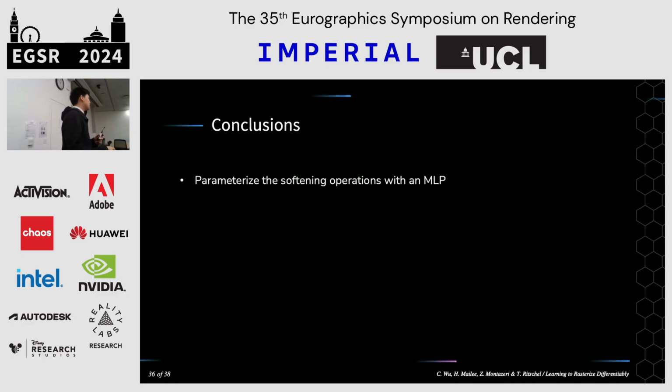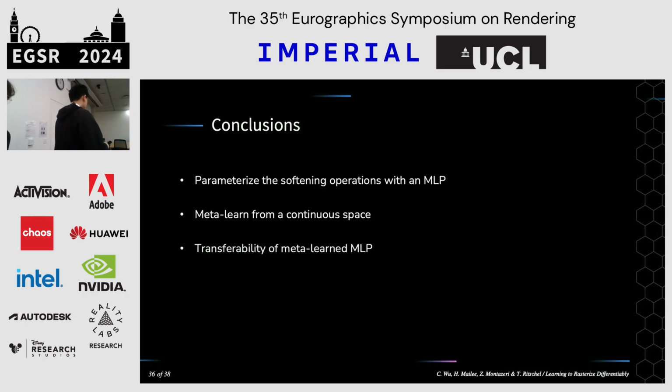In conclusion, we parameterize the softening operations, and we use a meta-learning structure to learn from the continuous space. And we also explore the transferability of the meta-learned MLP, which shows the potential to be generalized to more complex tasks. And we also studied the dynamic softness strategy during the optimization, which shows the ability of MLP to adapt to a specific task instance.